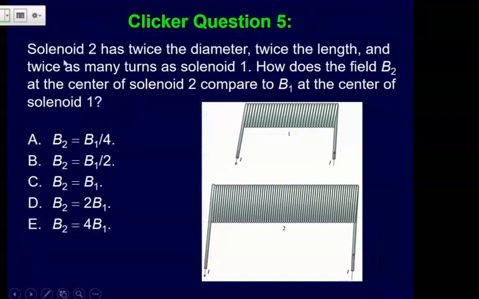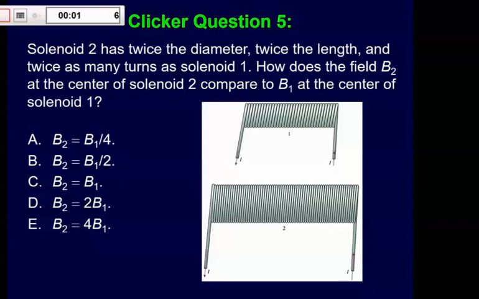So let's do a couple examples looking at this here. We have solenoid 2, which is the one on the bottom, has twice the diameter, twice the length, and twice as many turns as solenoid 1. How does the field B2 at the center of solenoid 2 compare to B1 at the center of solenoid 1? So think about this. We've got two different solenoids. We just talked about this definition here. How would these compare?